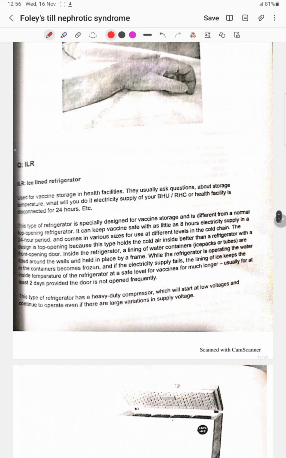Now the next topic is ILR, which is the Ice-Lined Refrigerator. ILR, or the ice-lined refrigerator, is used for vaccine storage in health facilities. They usually ask questions about the storage temperature. What will you do if the electric supply of the BHU, RHC, or the health facility is disconnected for 24 hours?